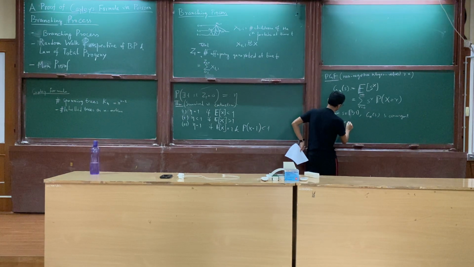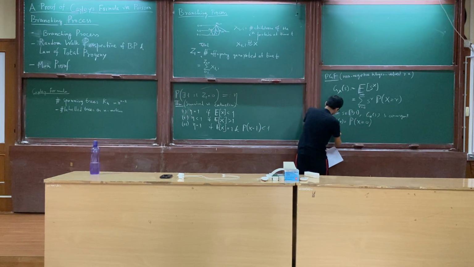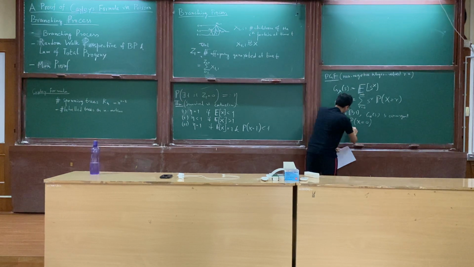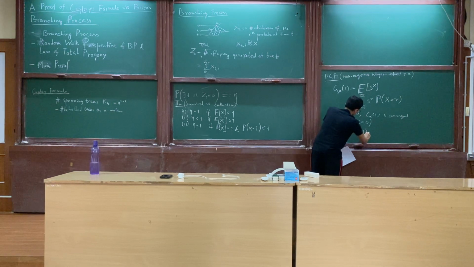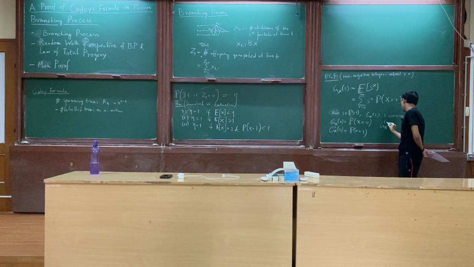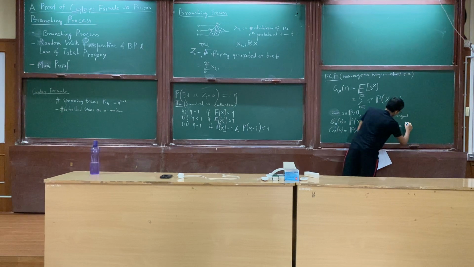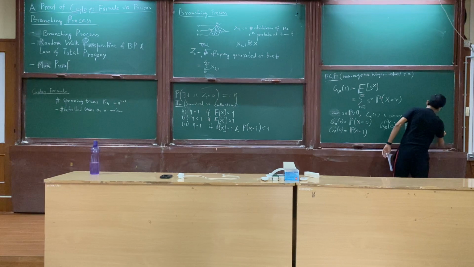G_X of 0, what is this? It's the probability that X equals 0. Look at this. G_X dash of 0 is the probability that X equals 1, and again if you go like this, you can see that the rth derivative of the generating function evaluated at 0 is probability X equals r times r factorial.